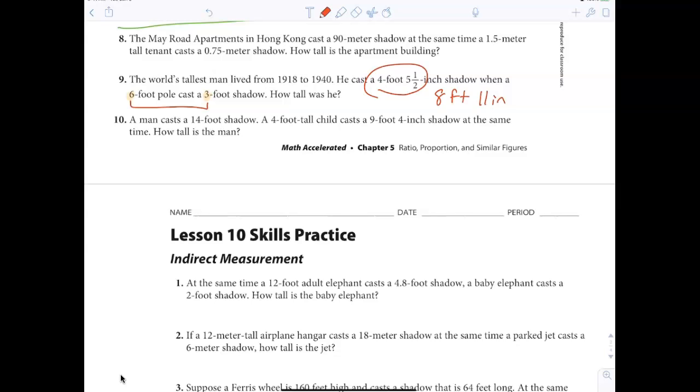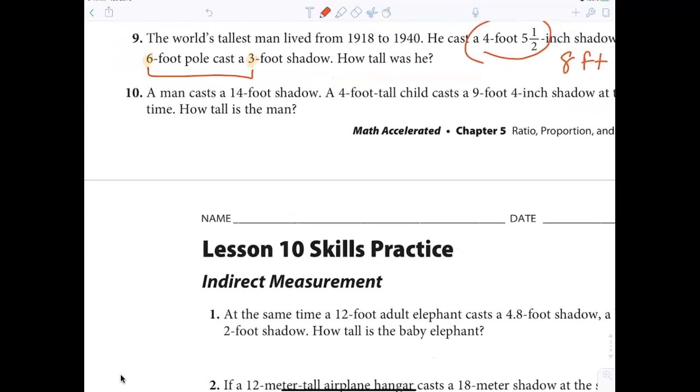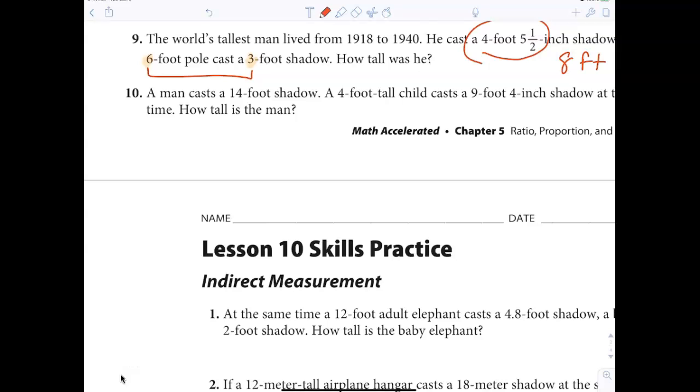So now I understand, 10 is the same kind of deal. Look at 10. You just do 9.3. 4/12 is 1/3, not 0.3. You see what I'm saying? So here, let's set up 10 together, please. A man casts a 14-foot shadow. So we don't know what the height of the man is, but we know his shadow is 14 feet. And notice I'm putting shadow at the bottom. A 4-foot tall. So where does the 4-foot tall go? On top. That's exactly right.